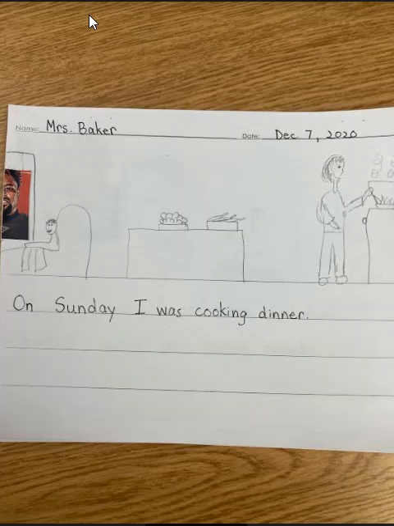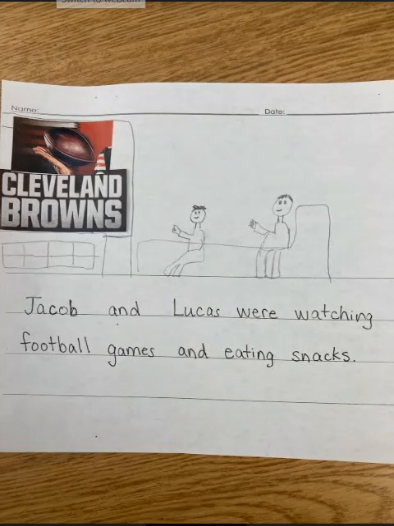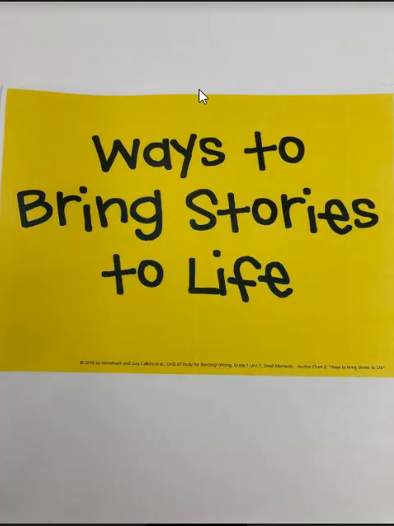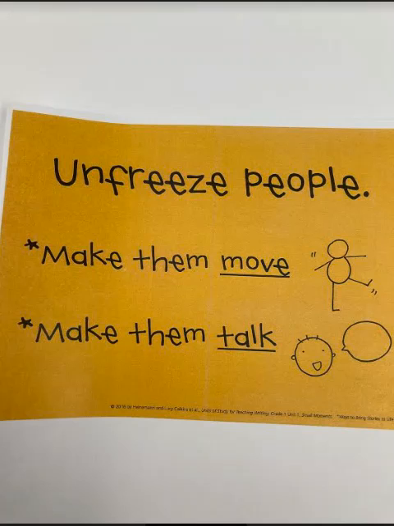So here's the beginning of my story. You probably recognize my sketch from earlier this week. It says, on Sunday, I was cooking dinner. My second page says, Jacob and Lucas were watching football games and eating snacks. And my last page says, they cheered, my dog Lulu got scared. Now, I think my story is okay, but I think I can make it even better. And right now I'm going to show you how you can bring your story to life.